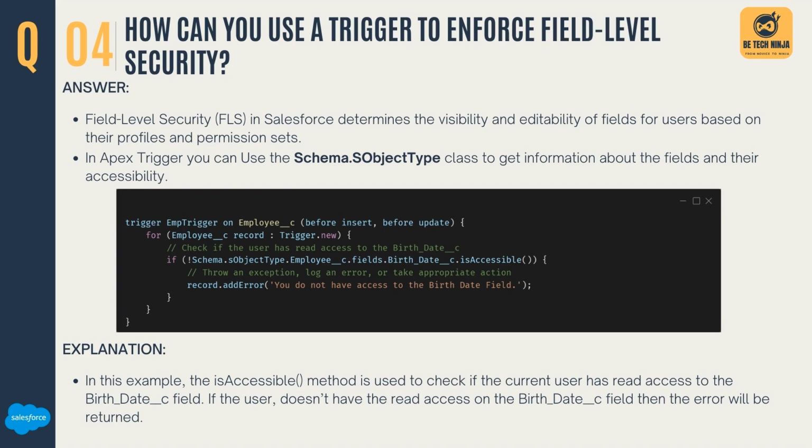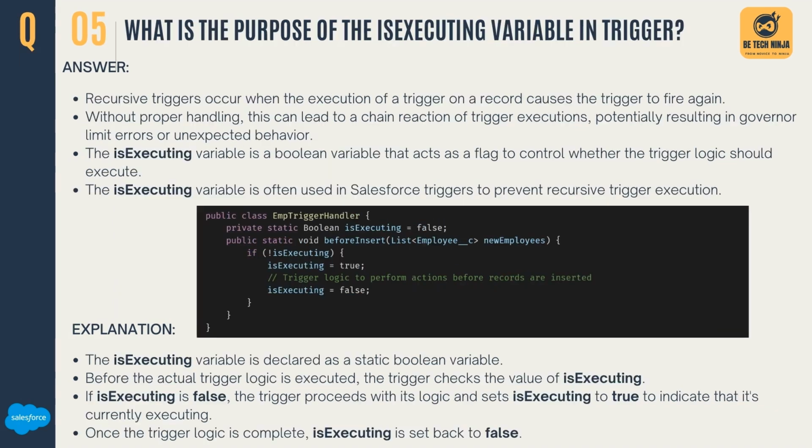In the given code sample, the isAccessible method is used to check if the current user has read access to the birth date field. If the user doesn't have read access on the birth date field, then an error will be returned.